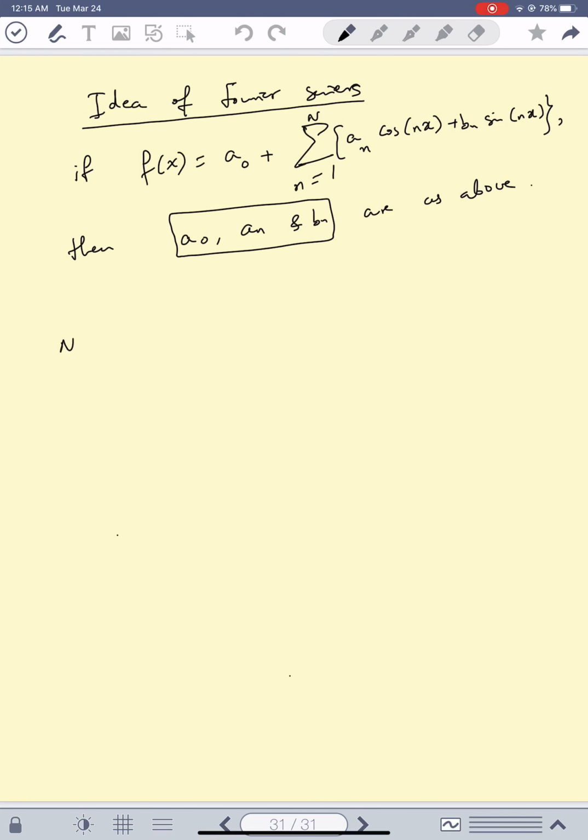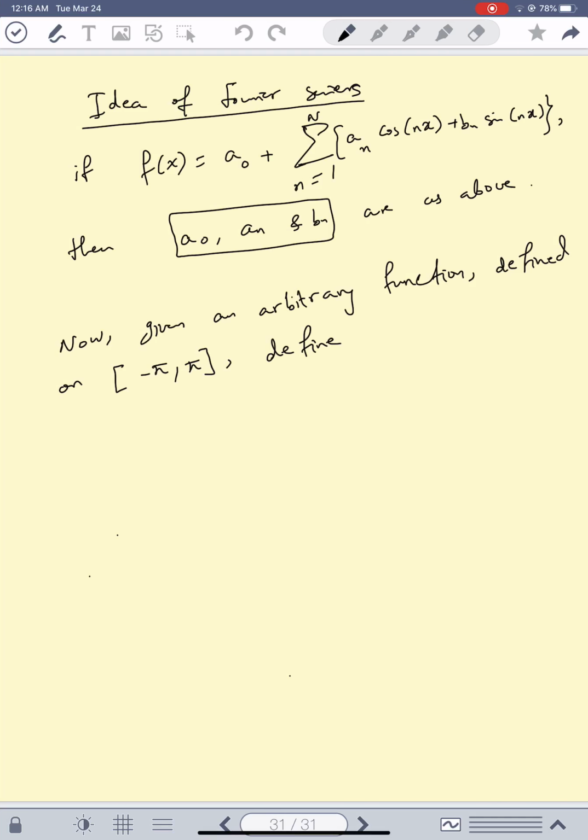Now, given an arbitrary function, of course defined on -pi to pi, this is the Fourier series, okay?